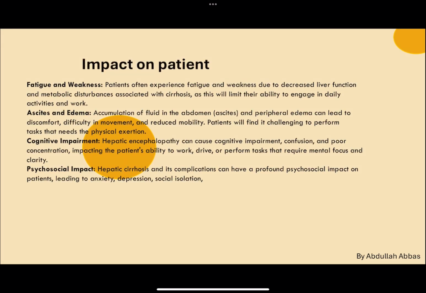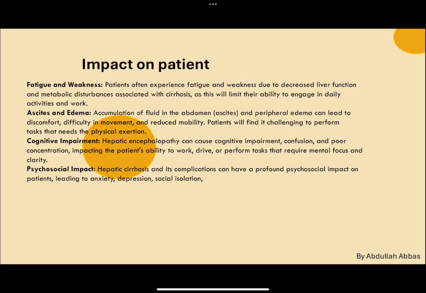The impact on patient of hepatitis C includes fatigue and weakness. Patients often experience fatigue and weakness due to decreased liver function and metabolic disturbances associated with cirrhosis, as this will limit their ability to engage in daily activities and work. And the other one is ascites and edema. Accumulation of fluid in the abdomen may cause ascites, and peripheral edema can lead to discomfort, difficulty in movement, and reduced mobility. Patients will find it challenging to perform tasks that need physical exertion.